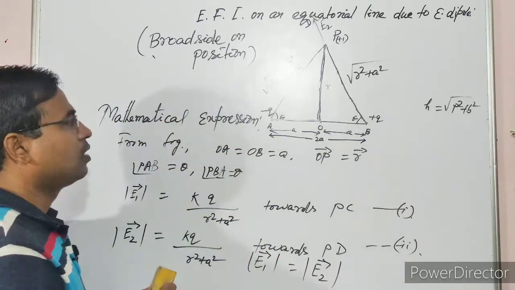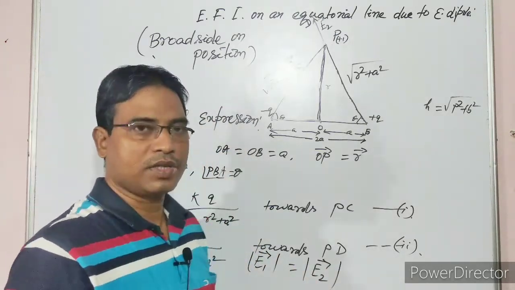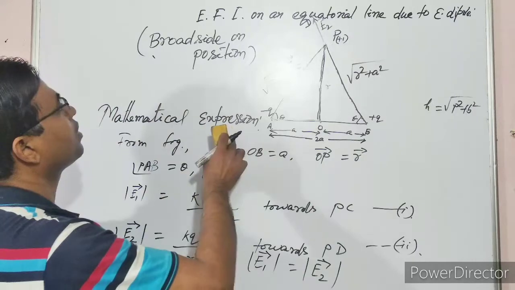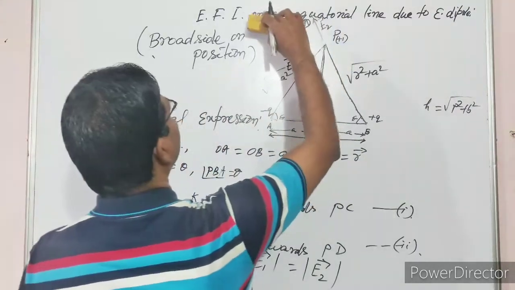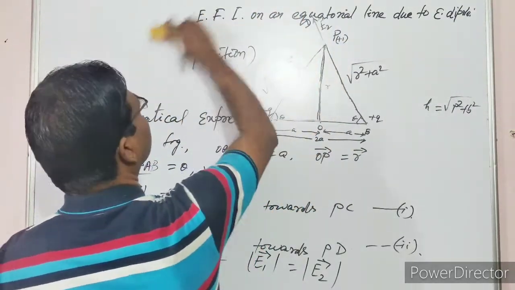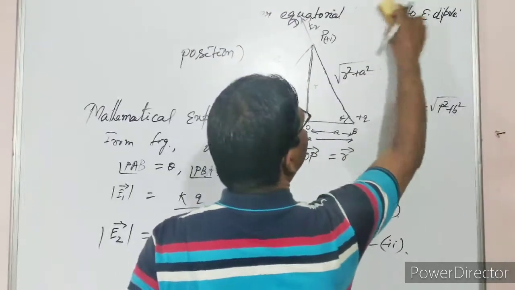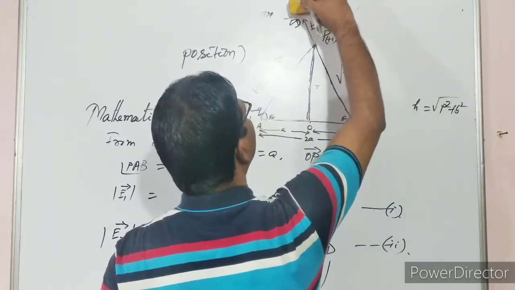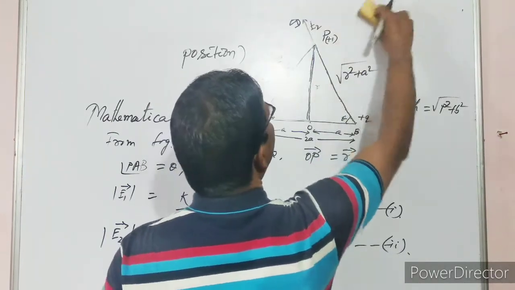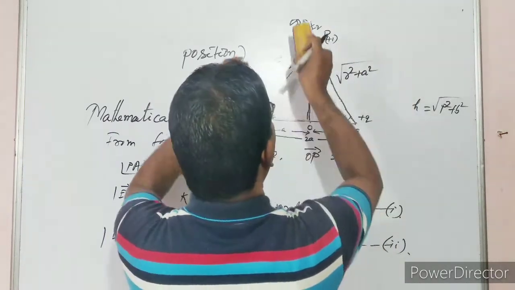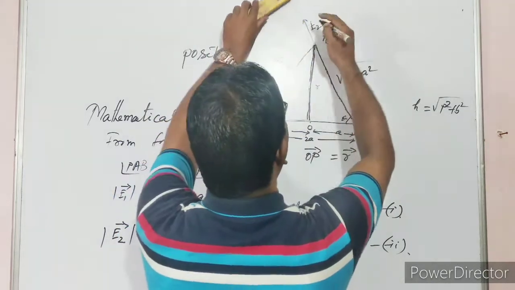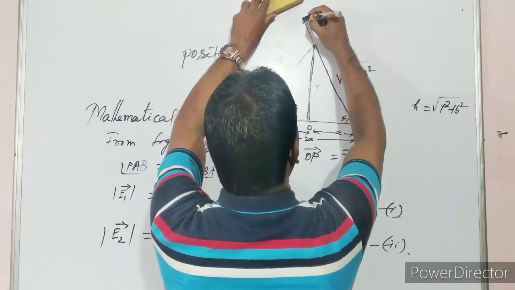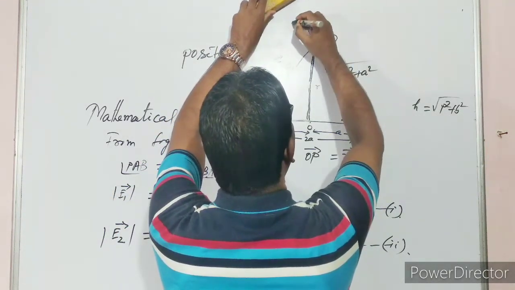Clear? Now, let us see what happens. Can I erase this? Yes, sir. Okay, I am erasing these points. You can easily understand this point. This is E2, and this one is D.